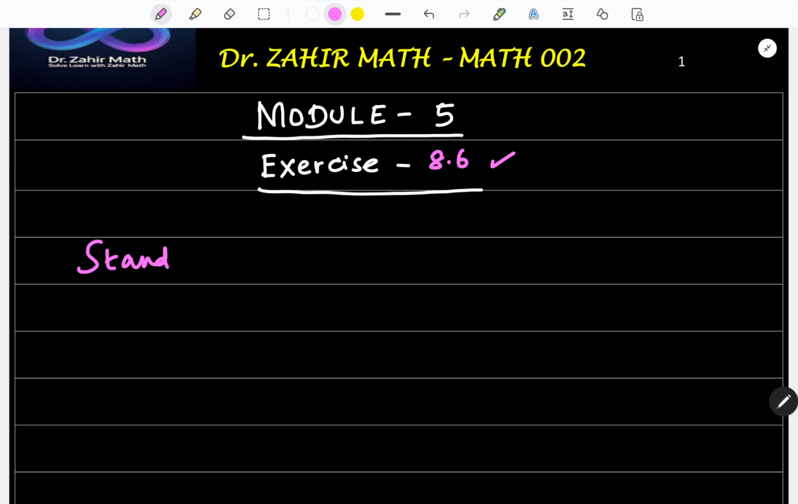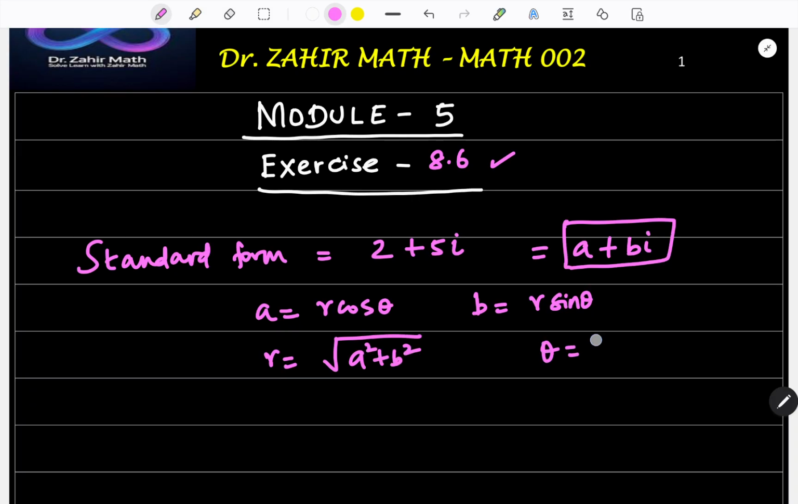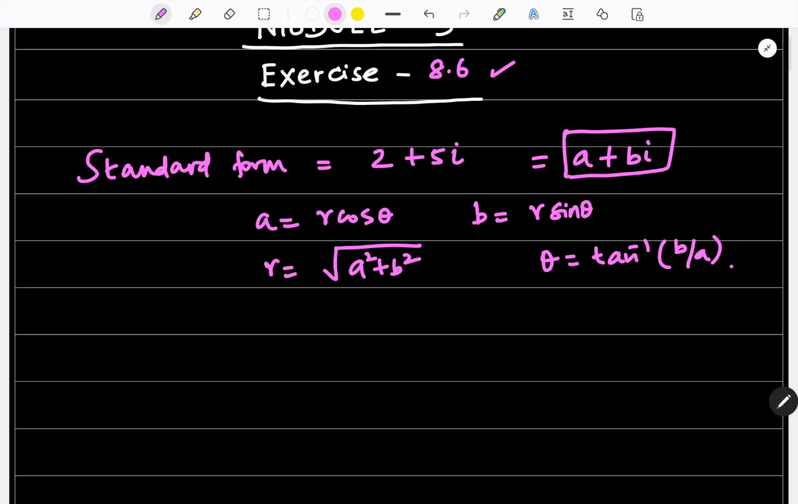Standard form you already studied in the last exercise. Any number of the form 2 plus 5i. This is called standard form, which is a plus bi. Okay, right. You know what is a, what is b. a is nothing but r cosine theta, and b is nothing but r sine theta. And what is r? Square root of a square plus b square, right? And what is theta? Theta is nothing but tan inverse of b by a, right? This is standard form, okay, right.